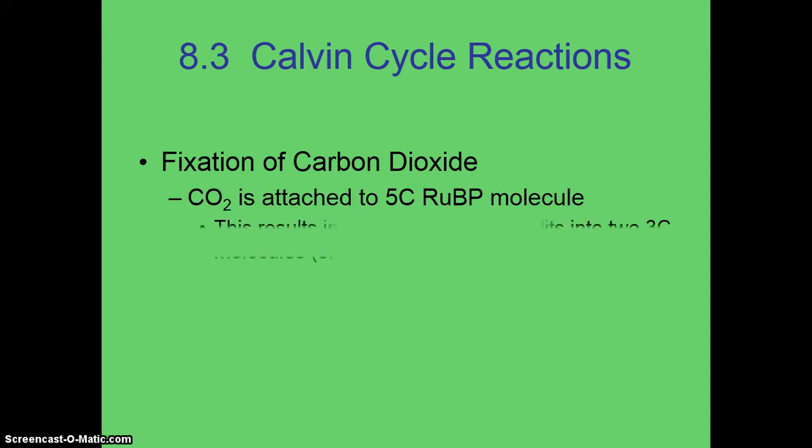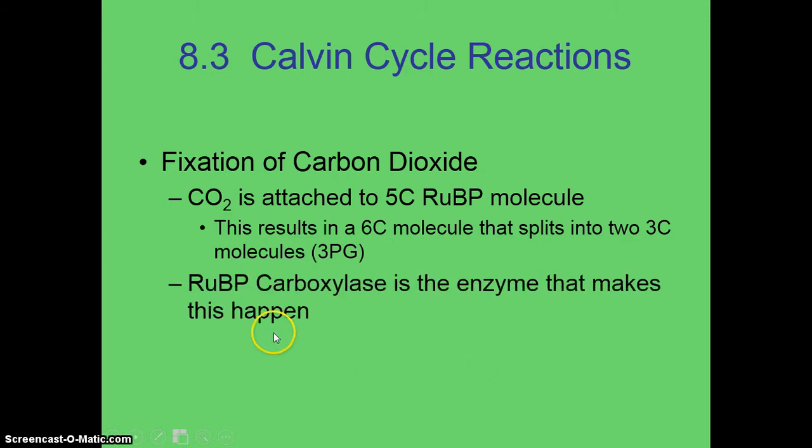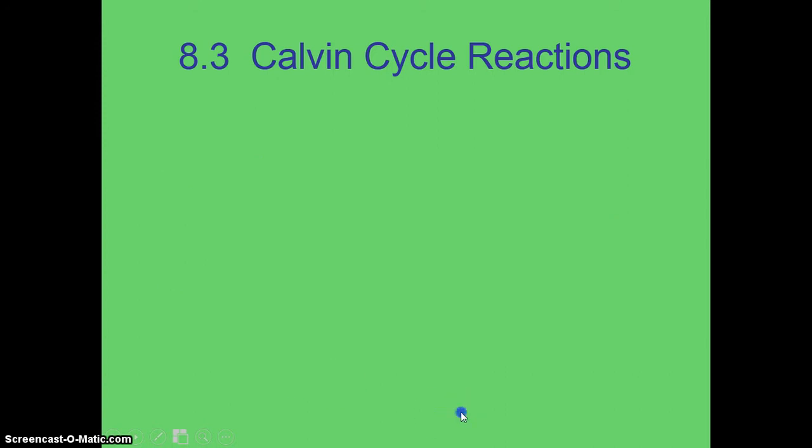Now, why does it need fixed? Well, this is what's going to happen. Carbon dioxide is going to be attached to a 5-carbon RuBP molecule, and that's going to cause a 6-carbon molecule to split into two 3-carbon molecules, the 3PG molecules we talked about back in cellular respiration. RuBP carboxylase is an enzyme. Remember, ase is enzyme, so it makes this whole process occur. And there's a lot of this carboxylase around because it's a slow enzyme, so we have enough of it to be able to get a hold of to use.